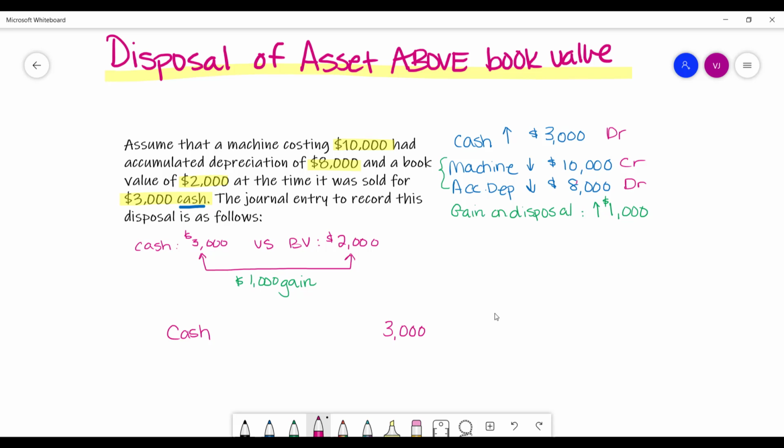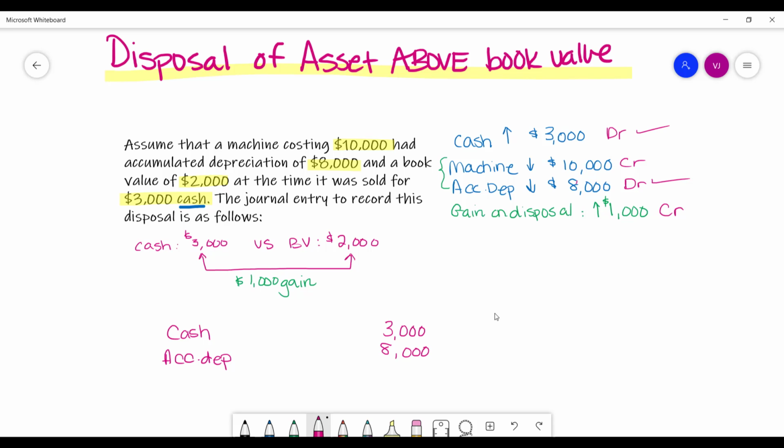And gain on disposal, this is going to be treated just like we would treat a revenue account. It's going to affect owner's equity, so we have an increase in a gain, so we're going to record that with a credit. So the only other debit here that we haven't recorded is the accumulated depreciation, so we're going to debit accumulated depreciation here for $8,000.